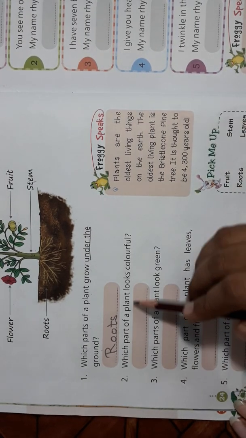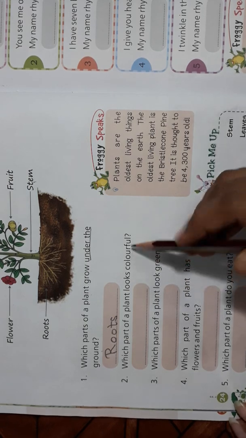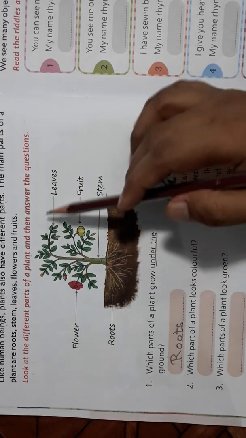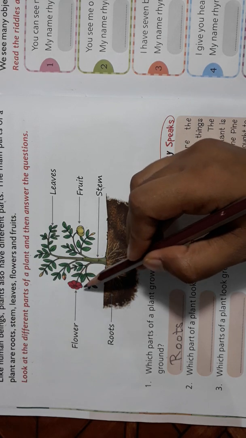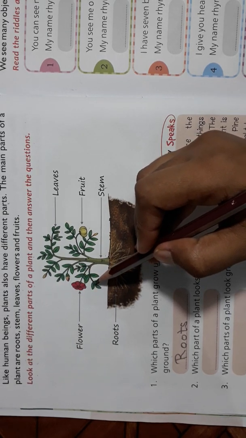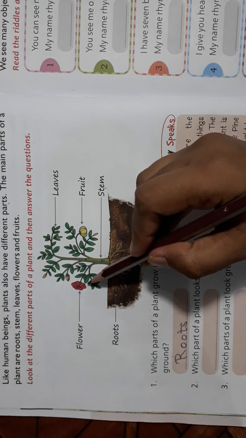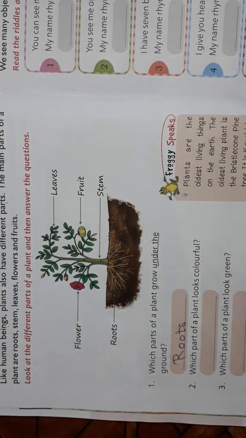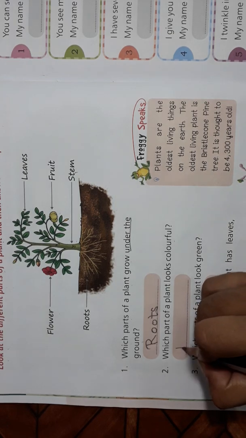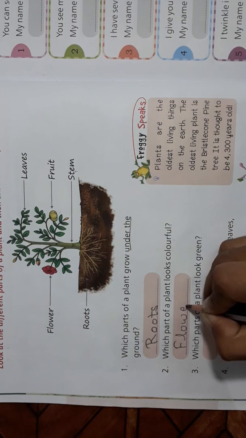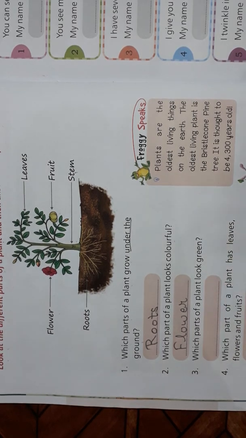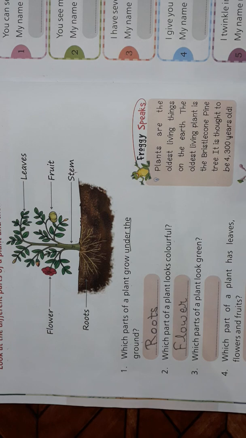Which part of a plant looks colorful? So which part of plant looks colorful? See, the most colorful part of a plant is the flower. This part of a plant is the most colorful and beautiful part of a plant. And what is this? This is the flower. F-L-O-W-E-R. Flower. Flower is the colorful part of a plant that looks beautiful.